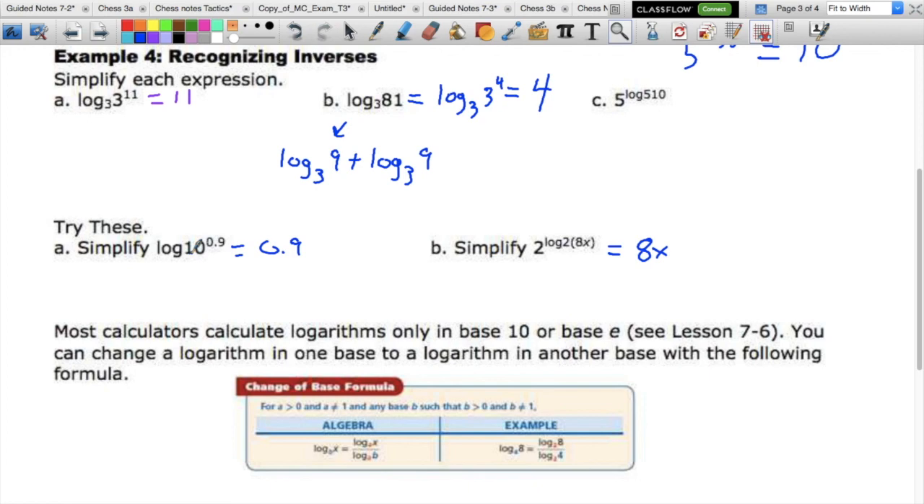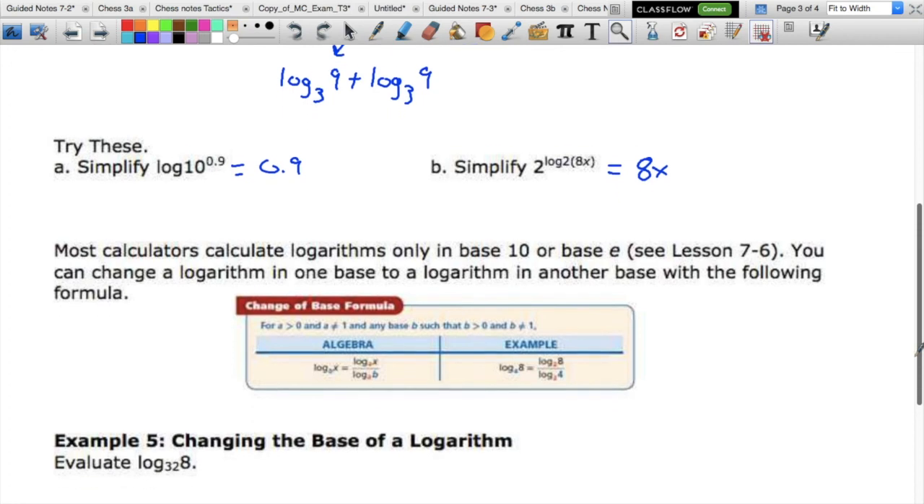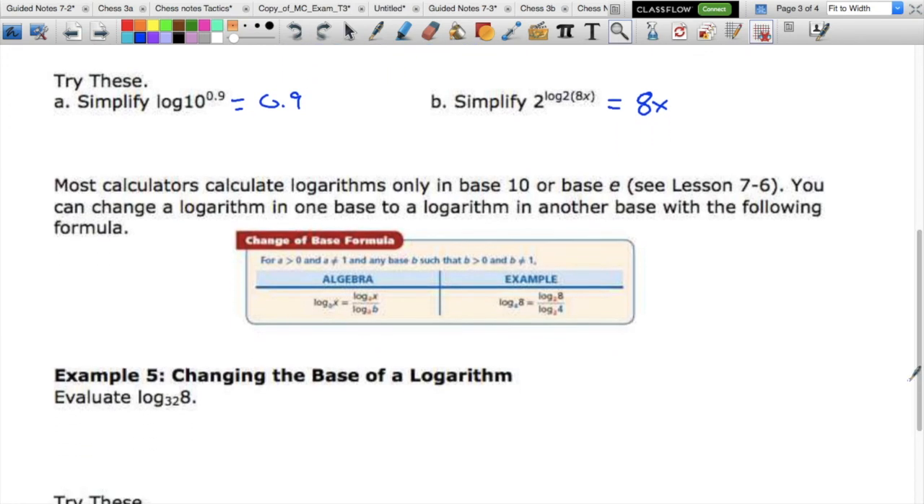This is an outdated lesson. It says most calculators calculate logarithms only in base 10 or natural log. But that's not true anymore. All of our calculators in the classroom can do log base. You can hit math and go to log base and it does it for you. Okay, we can do log base 32 of 8. But it used to be that you couldn't do that, so they had to show this. This is still true.